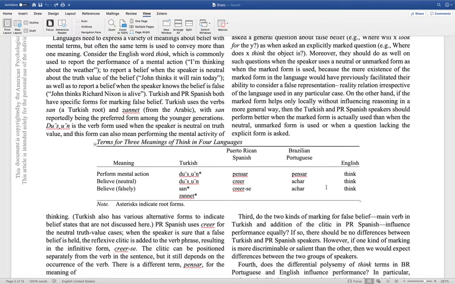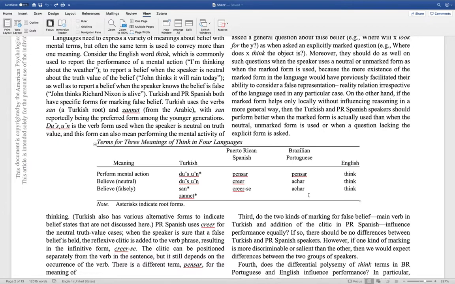Now let's look at where those differences fall. So in Brazilian Portuguese, you do have a word that means to falsely believe, but it also means to be uncertain if something's true. So that's not a clear demarcation. Just like think doesn't help people learn. Achar doesn't help people see the difference. Like it could mean, oh, does he falsely believe or is he just uncertain?